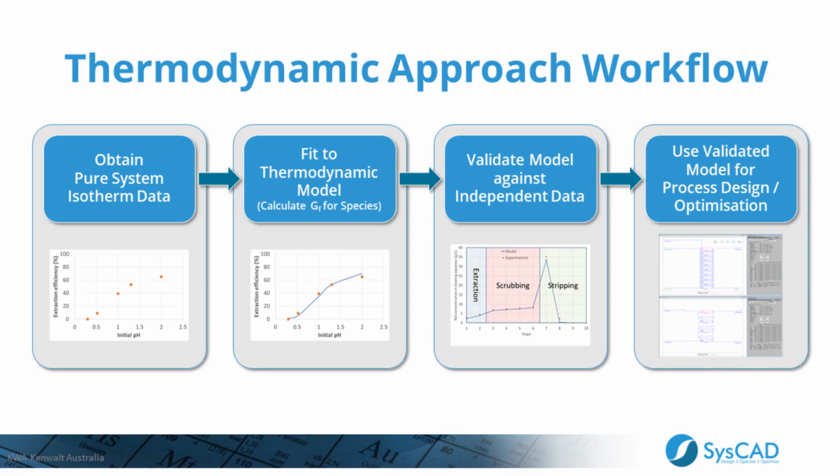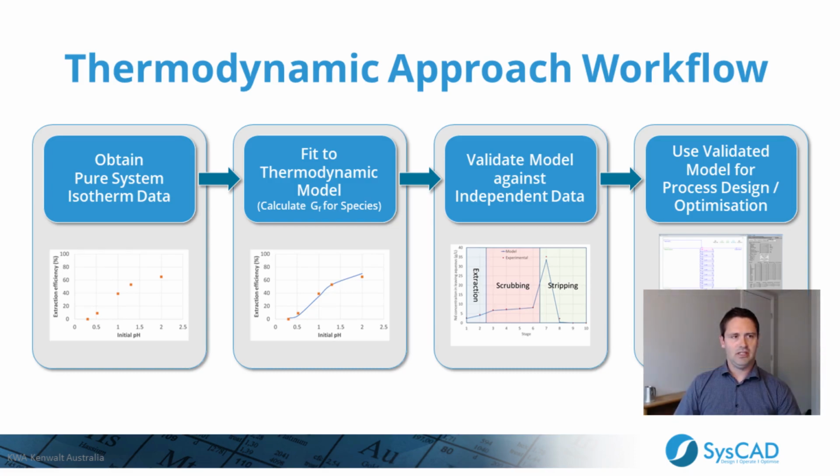So to summarize what we've done, the overall workflow is here. We start by obtaining pure isotherm data. We fit it to a thermodynamic model to calculate the free energy of formation of a species. We validate the model against independent data, and then we use that validated model for process design. So basically, this is the approach that you can take with SysCAD and embedded thermodynamic solvers to do a very rigorous model for solvent extraction.